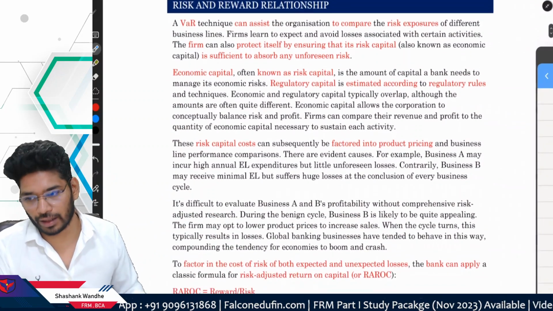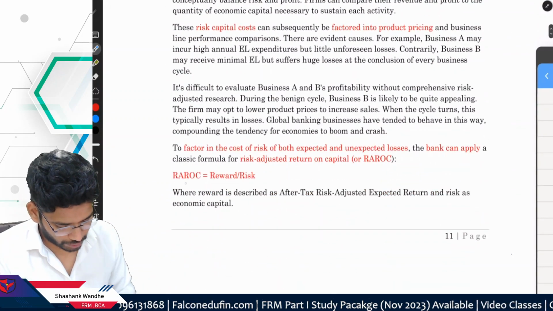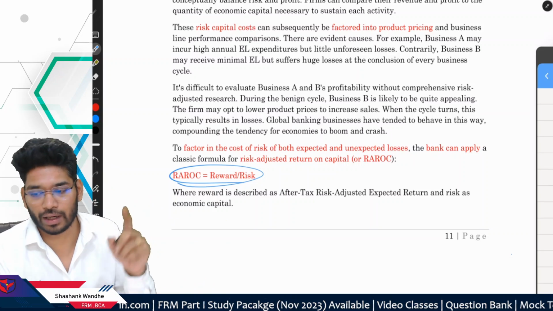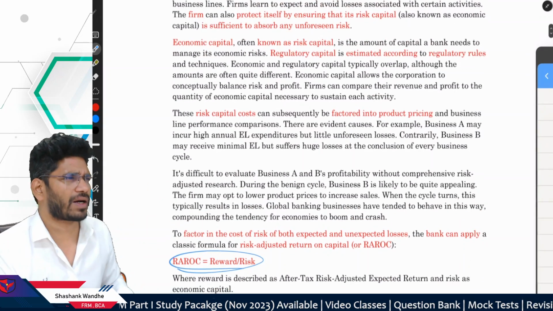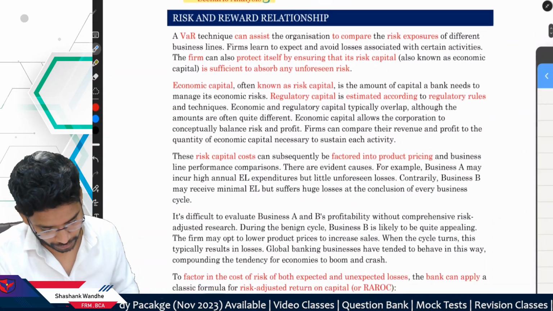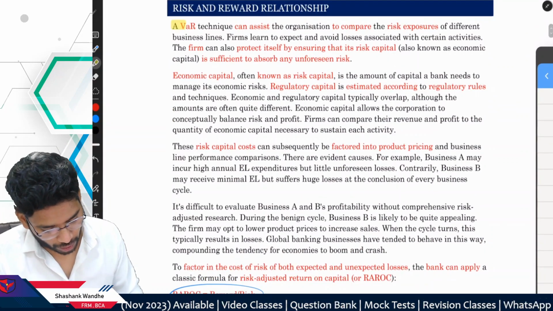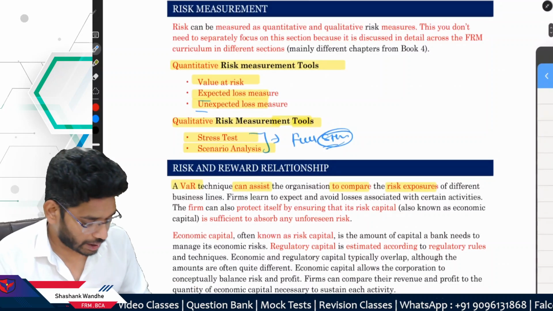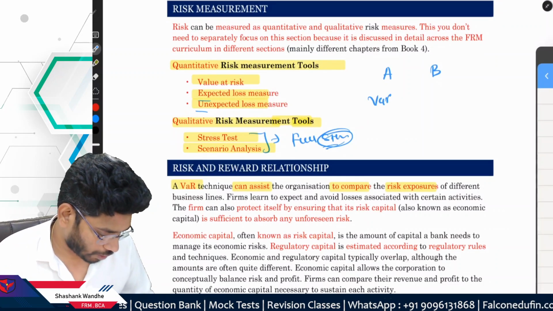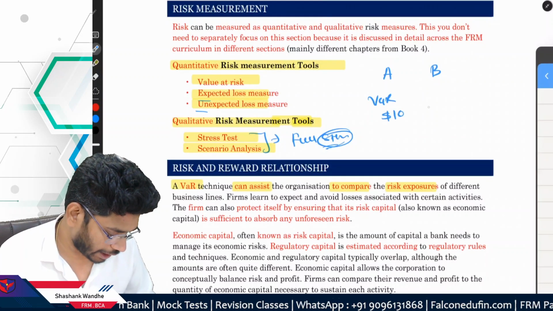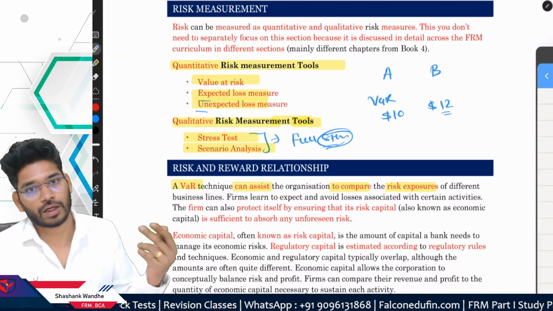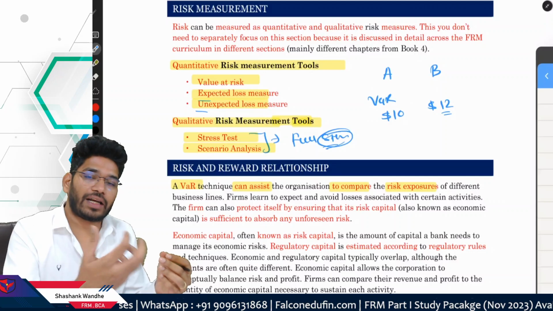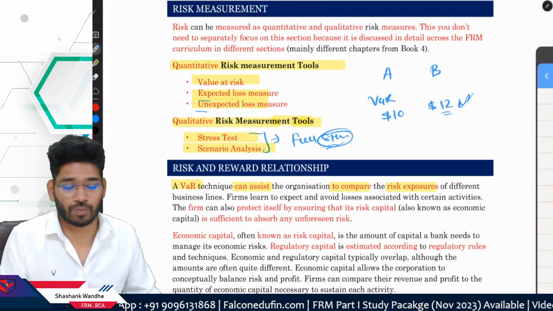Now there is a risk and reward relationship. We'll just read out the paragraph, and here we have the most important concept again, which is not discussed in FRM Part 1's curriculum, but we have a full chapter on RAROC in FRM Part 2, in the operational risk chapter, I guess chapter number 17 if I'm not wrong. So a VaR technique can assist to compare risk exposure. If there are two assets, say the VaR of asset A is $10 million and the VaR of asset B is $12 million. VaR stands for value at risk. This is the risk measure used to quantify the risk. So I will say this one is higher, more risky.